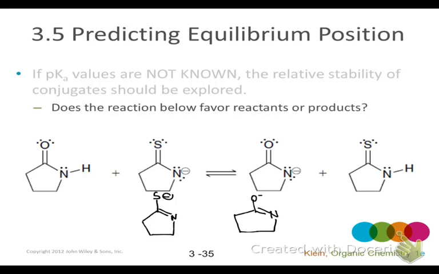So those are the resonance structures. To do that, all I did was take these electrons and push them like this. This is an allylic lone pair.